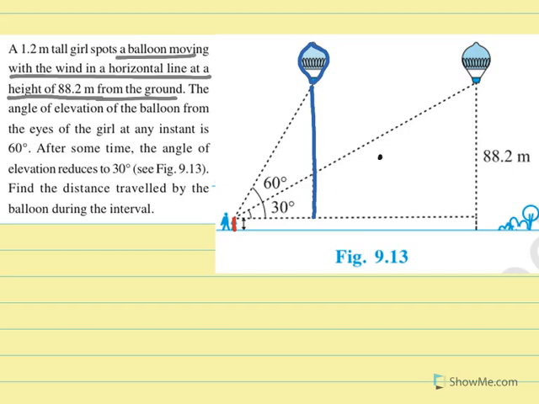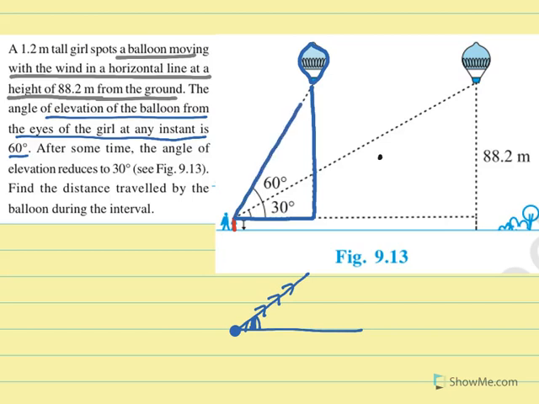The angle of elevation of the balloon from the eyes of the girl at any instant is 60. So again I'm drawing angle of elevation. How do I draw angle of elevation? First I draw my horizontal at the point of observation, and I draw the line of sight. This is my angle of elevation. So I draw my horizontal. This is the girl, she's watching from here. This is the horizontal, and here is the line of sight, and the angle is 60. So this angle is 60.